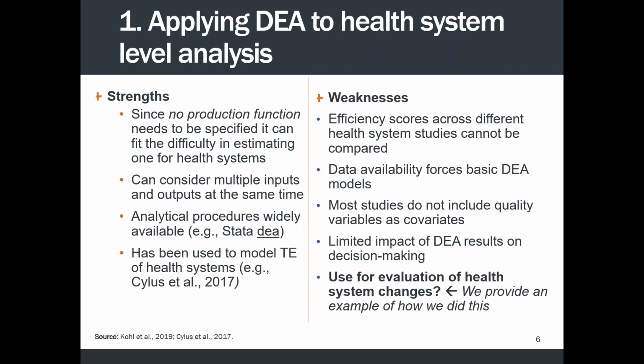The second is the type of data that are available on inputs and outputs, and the number of decision-making units for which we have comparable data, which can sometimes force us to use a simpler specification in terms of what we are including in the DEA. And of course, as part of that inclusion problem, we find it difficult to apply quality concepts to the evaluation of different decision-making units related to their efficiency and performance.